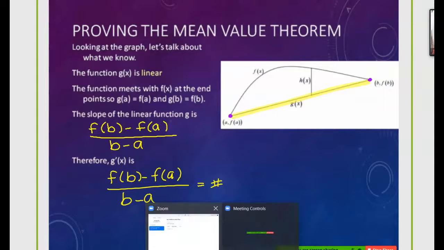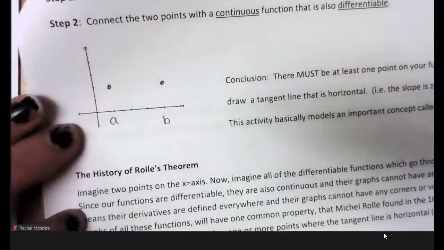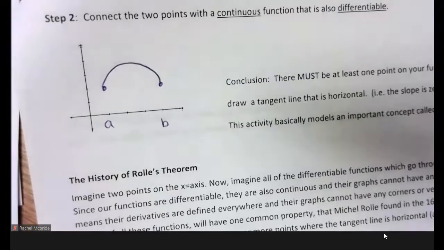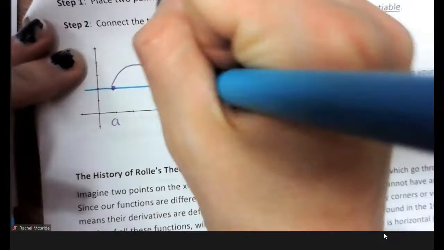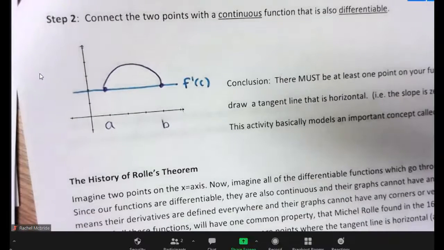I can go back and almost do that with you. So again, you want to make them have the same y value. And if you draw in that curve, the conclusion is still the same. The only difference is now that your f prime c is horizontal. Where in the mean value theorem, it can be tilted. In Rolle's theorem, it has to be horizontal.